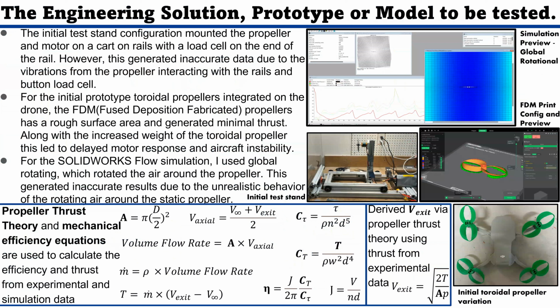My initial simulation setup featured the air rotating around a static propeller, called global rotational. My initial test stand featured a propeller on a cart that was pushed into a load cell, and my initial toroidal propellers on my personal drone were fabricated using fused deposition modeling. The equations used to calculate the various performance numbers from my simulation and experimental results are also shown here.